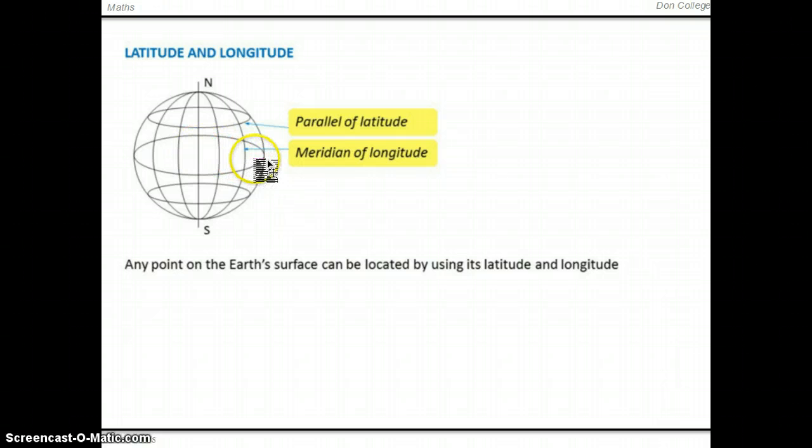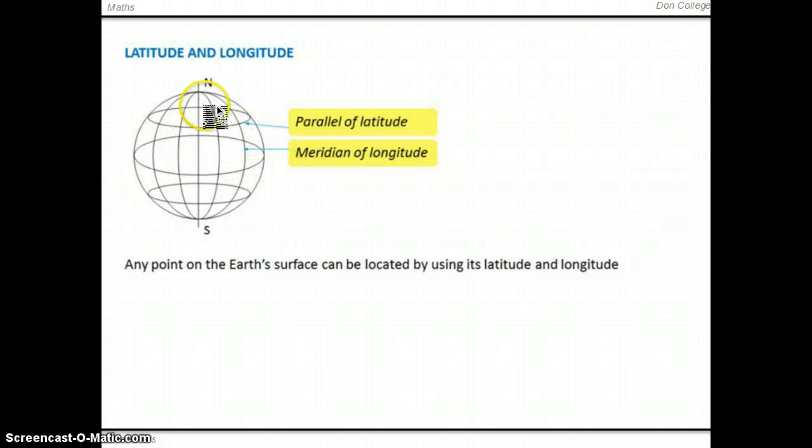So if we draw a line out from the centre of the Earth to the equator and then another one up to here, we'll have an angle here, and that'll be the same wherever you are on that circle there. Similar one down here, and the equator is the largest parallel of latitude, and it slices right through the middle of the Earth like that.